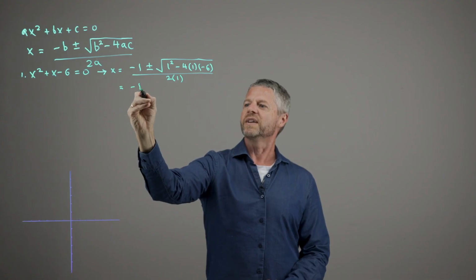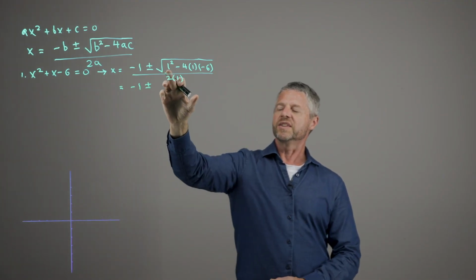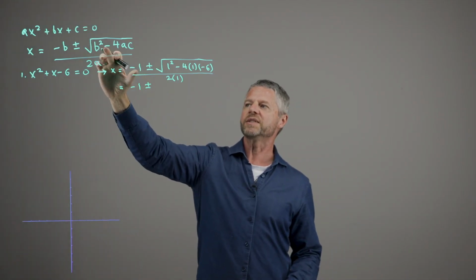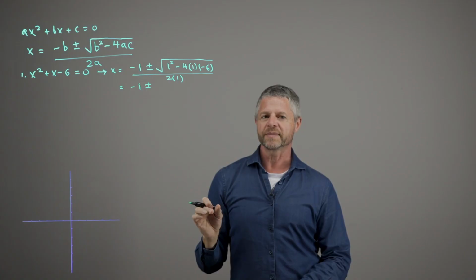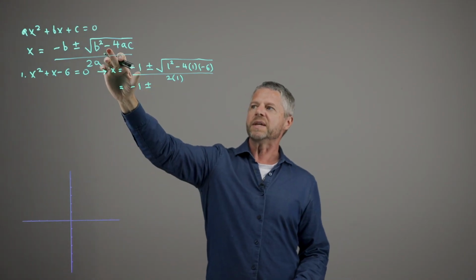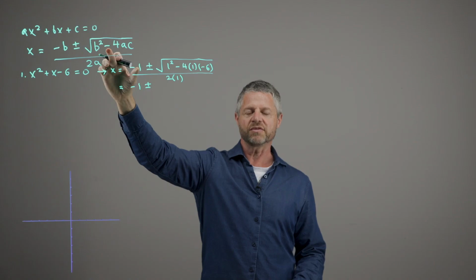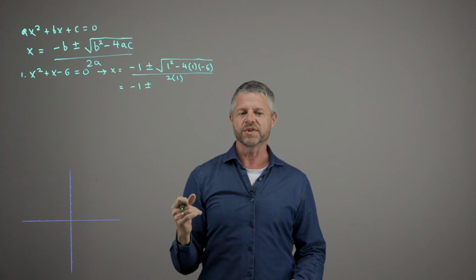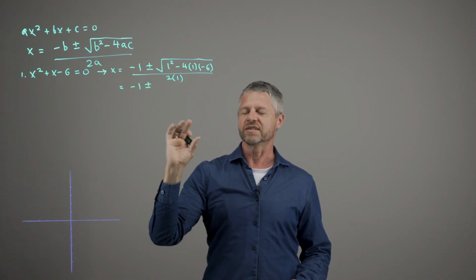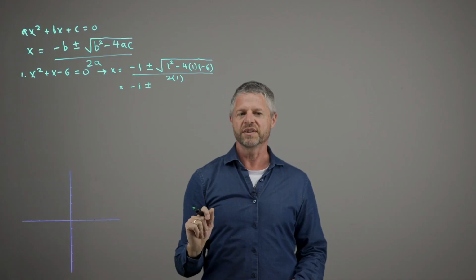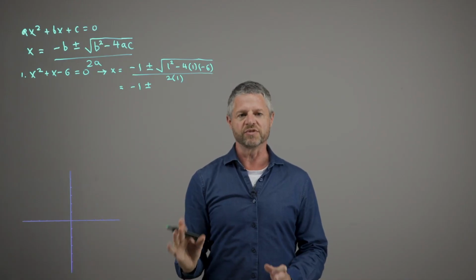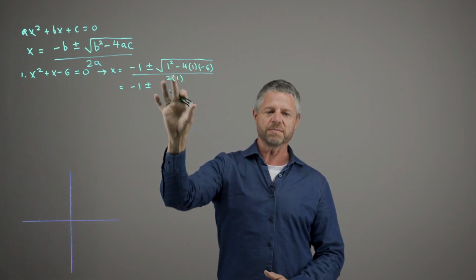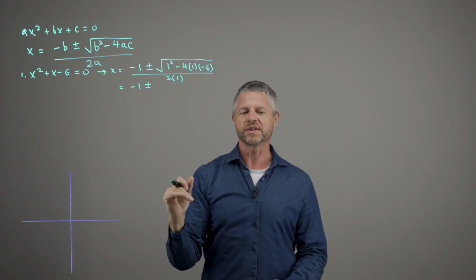So we've got minus 1 plus minus this square root. The b squared minus 4ac is called the discriminant. And that can either be positive, negative, or 0. If it's positive, then we end up with two solutions. If it's 0, we end up with one solution. And if it's negative, we end up with no real solutions. So this b squared minus 4ac plays a critical role in how many solutions there are.